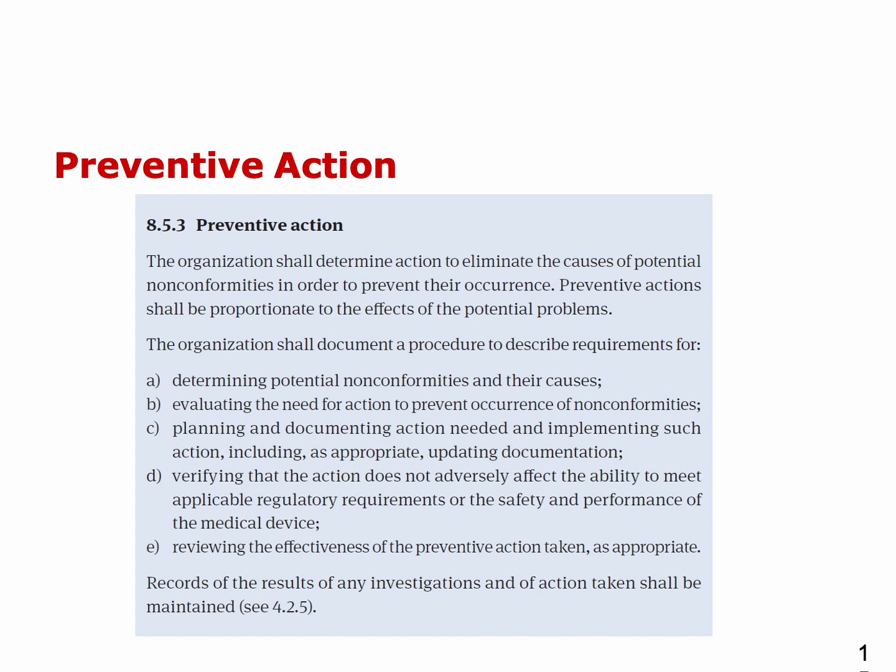Now, let's talk about preventive actions. This is clause 8.5.3 of the ISO 9001. So here we talk about the organization that shall determine action to eliminate the cause of potential non-conformities in order to prevent their occurrence. So preventive actions shall be proportionate to the effects of the potential problem. Now here, the points that are important for the preventive action that takes place after the correction, of course, of any non-conformity are the following.